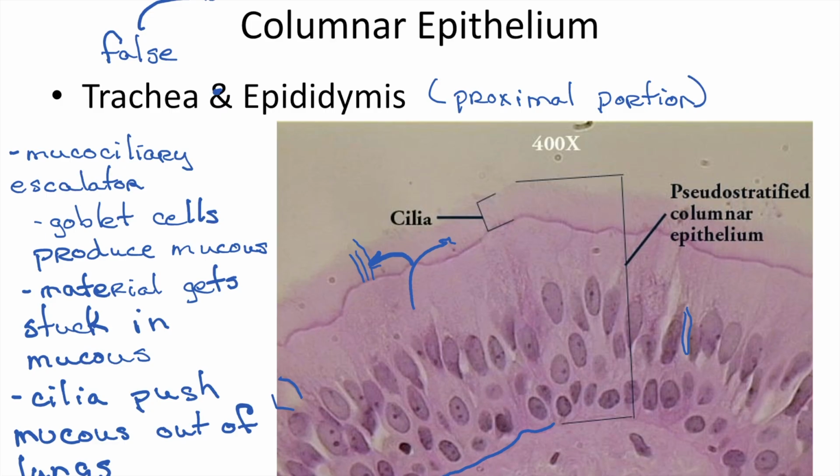And you swallow that mucus that's filled with all of that particulate matter, as well as dead and dying immune system cells, and it ends up in your digestive system. So this allows the lungs to be very, very close to sterile by the time you reach the alveolar ducts and the alveoli of the lungs. It's not completely sterile, but it's close.